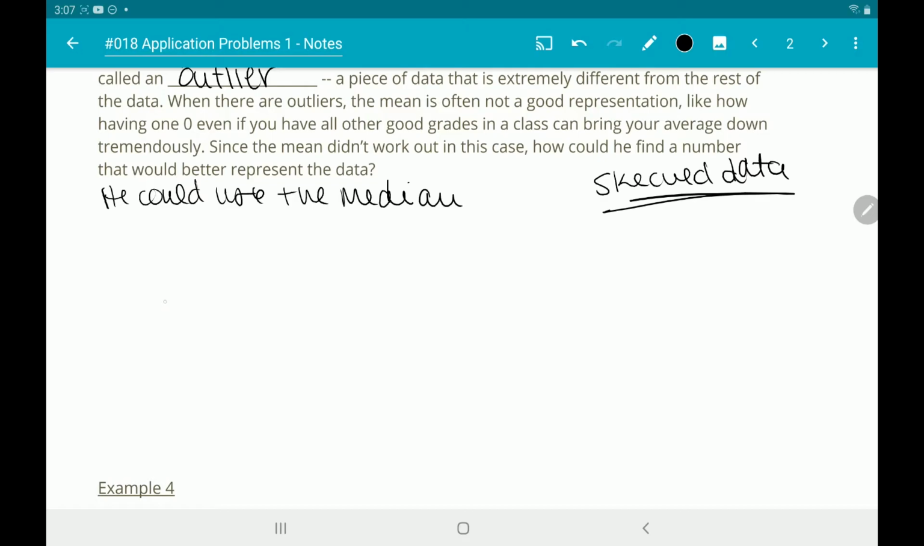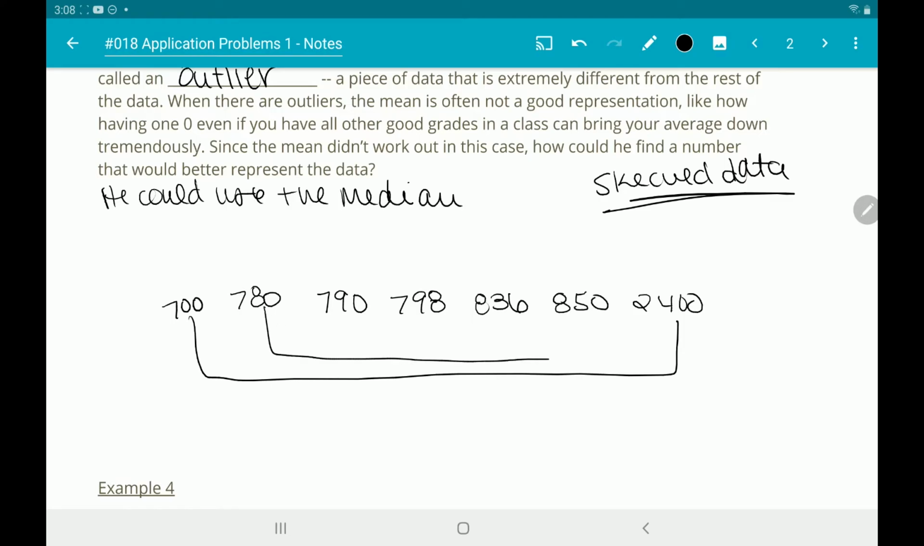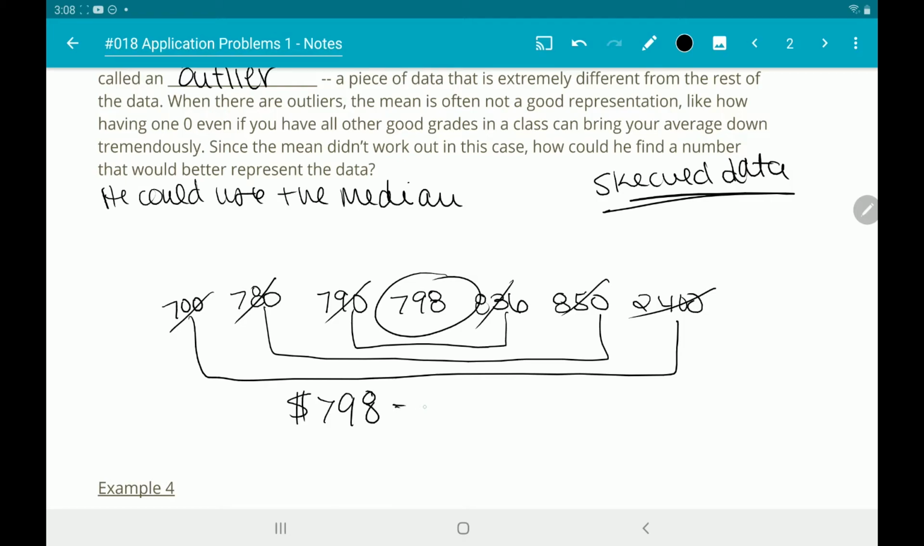So if I list out the numbers here, 700, 780, 790, 798, 836, 850, and 2400. In order to look at the median, we're going to mark out the ones on the outside one at a time in pairs. Okay, and that would give us 798. So 798 is the median.